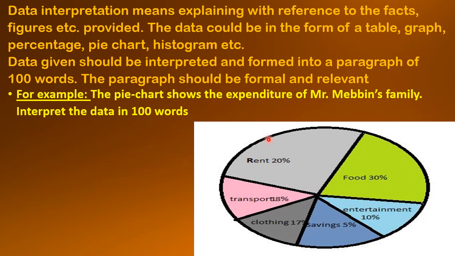So here is an example for you. I have used here the pie chart which shows the expenditure of Mr. Mebin's family. We are going to interpret the data by using the pie chart in 100 words. Here you can see the pie chart: food 30%, rent 20%, transport 18%, clothing 17%, savings 5%, and entertainment 10%. So what may be the answer?